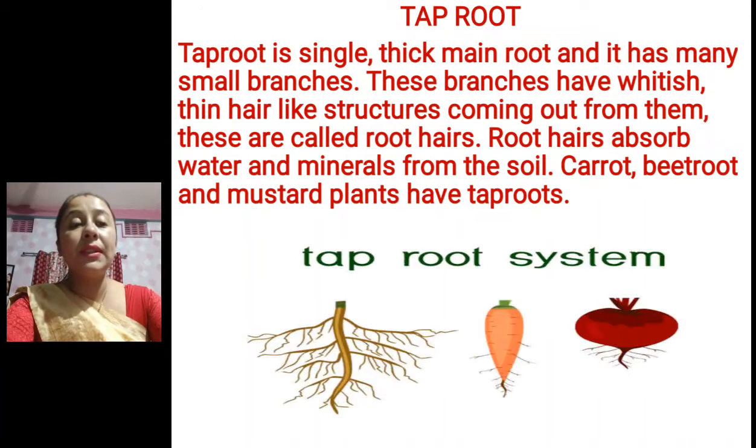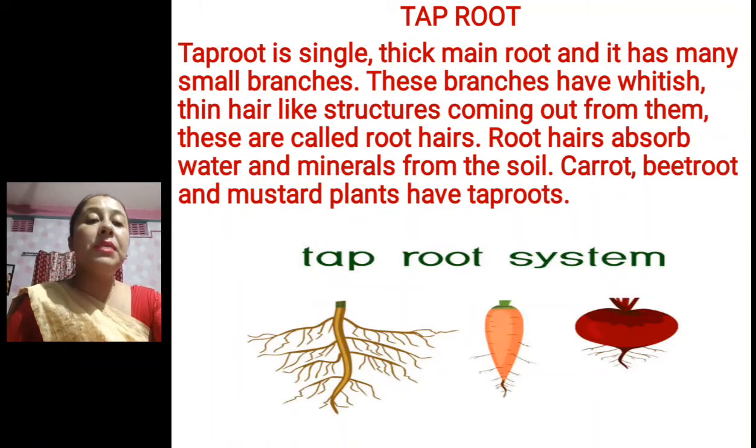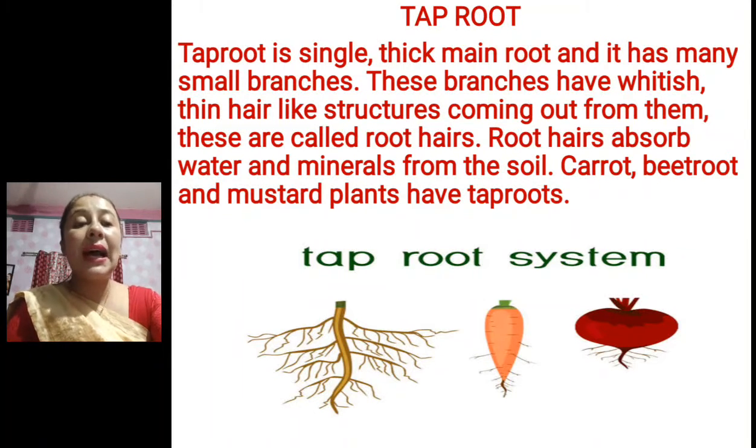the first type of root is taproot, and another type of root is fibrous root. First let us see what is taproot. You can see in the image, taproot is a single thick main root, and it has many small branches. These branches have whitish thin hair-like structures coming out from them. These are called root hairs. Root hairs absorb water and minerals from the soil. Carrot, beetroot and mustard plants have taproot.